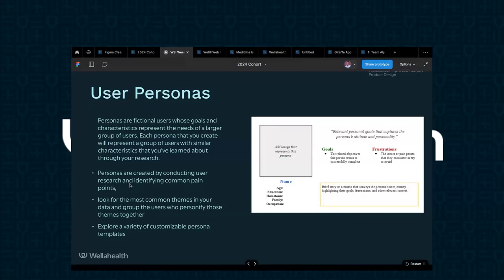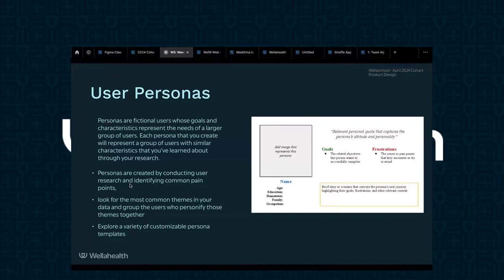So user personas are created by conducting user research, identifying common pain points.